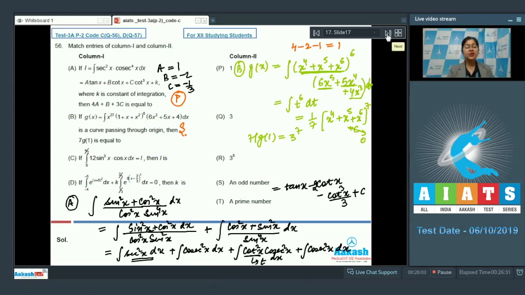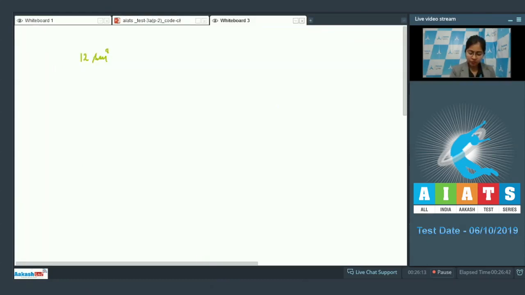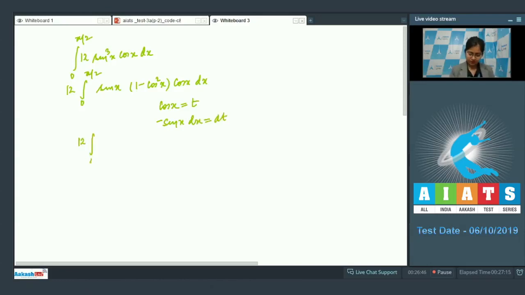Now next is option number C, which says the integral from 0 to pi by 2 of 12 sine cube x into cos x. This is what we have to calculate. So this can be written as the integral from 0 to pi by 2 of sine x into (1 minus cos square x) into cos x dx. Taking cos x equal to t, its differentiation is minus sine x into dx is equal to dt.